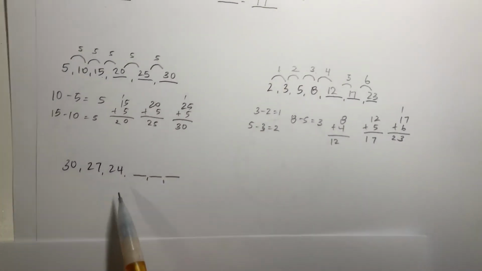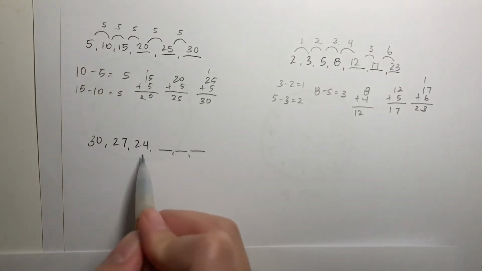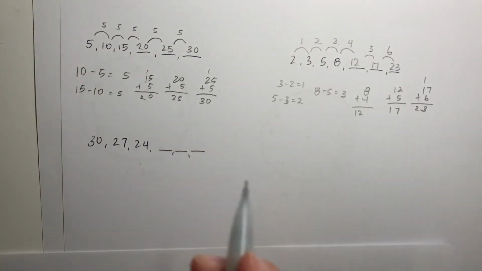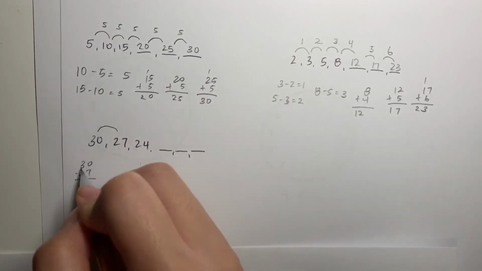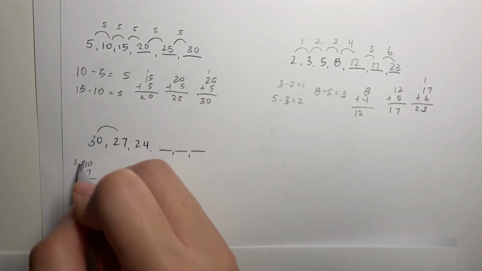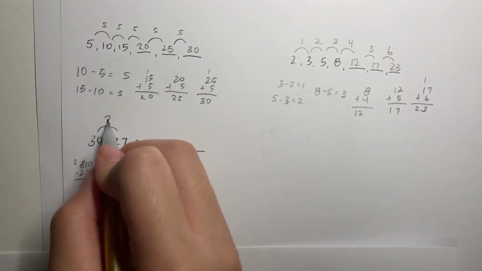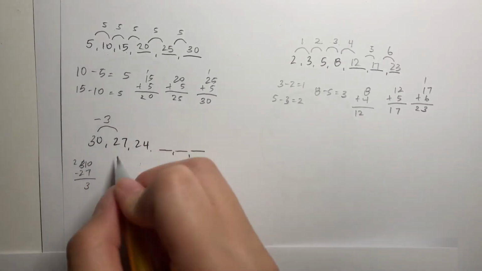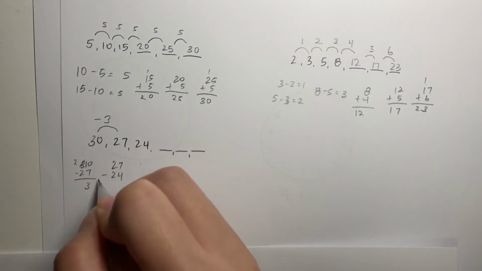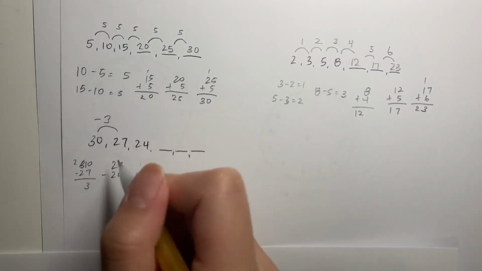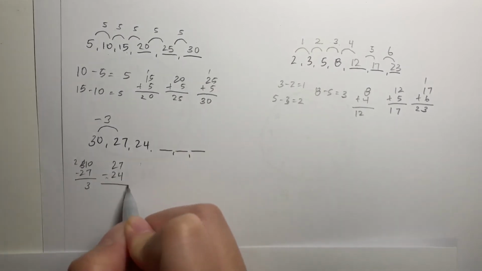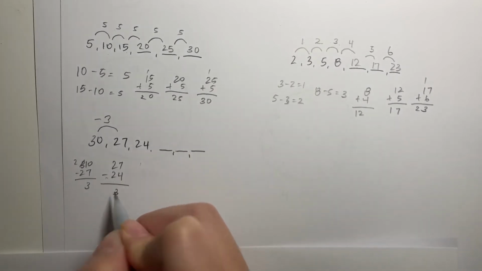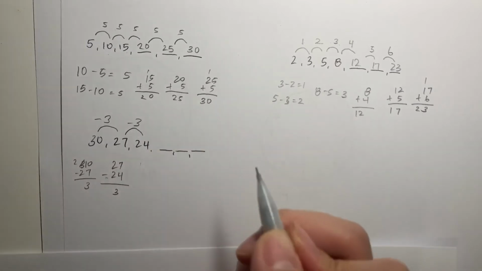Now if you look at this pattern, the numbers are moving down because it's getting smaller. So we'll find the gap between these two. And the gap between these two is subtracting 3. Now 27 and 24. To get to 24 from 27, you're going to have to subtract because it's getting smaller. So we'll find that the gap is subtracting 3 again.